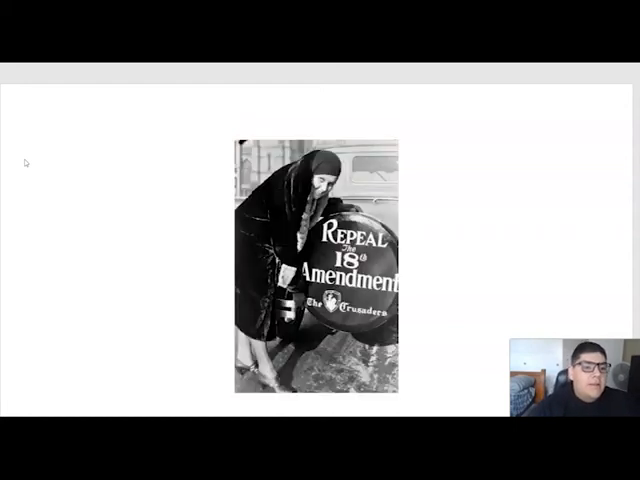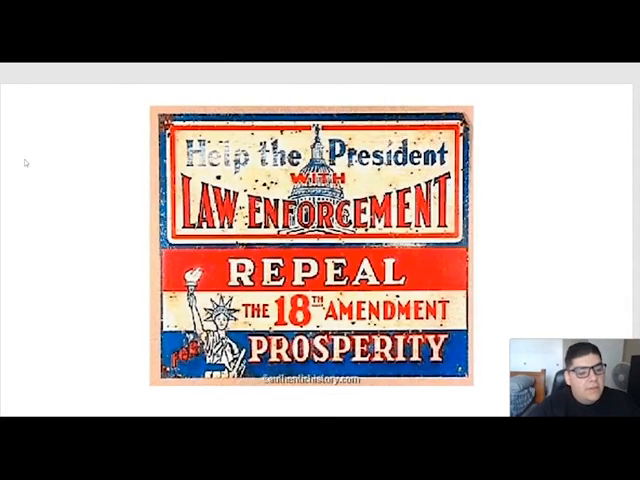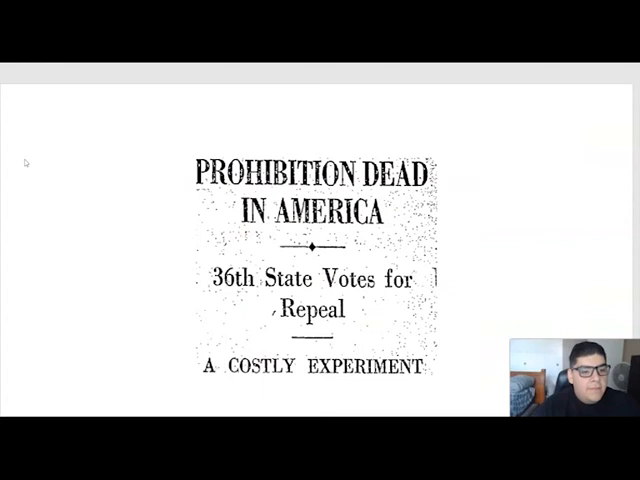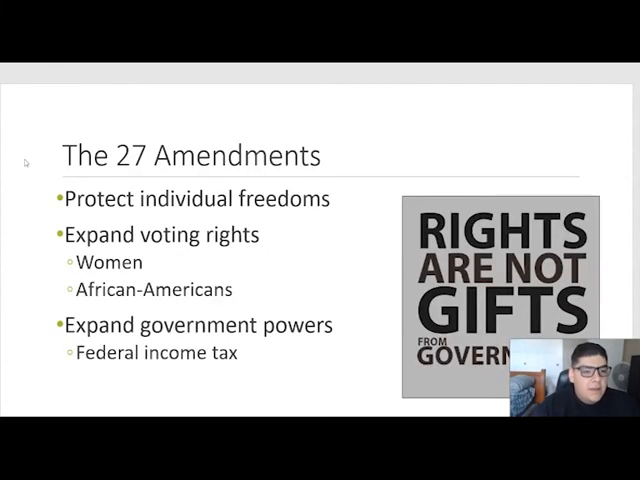But ultimately, like I told you about The Simpsons, the beer baron shows you how ineffective it actually was. People were just smuggling beer. So then these things started popping up, to repeal the 18th Amendment. And then, like I said, prohibition dead in America. The 36th state, making it 3/4, voted to repeal, and it ended up being known in history as a costly experiment.